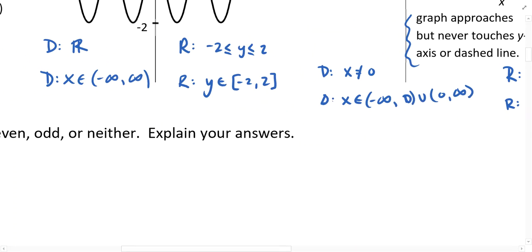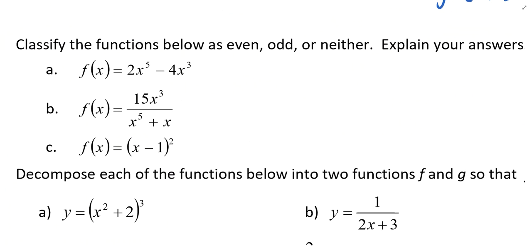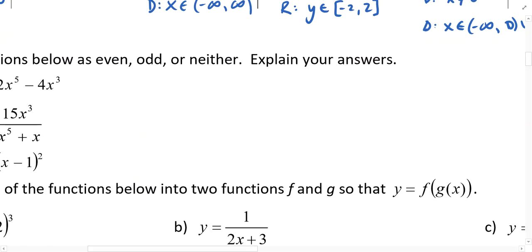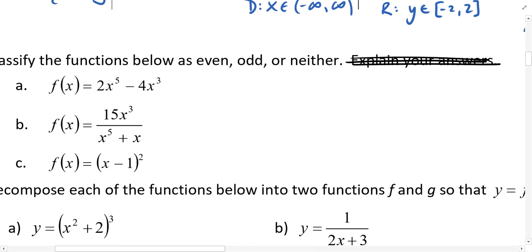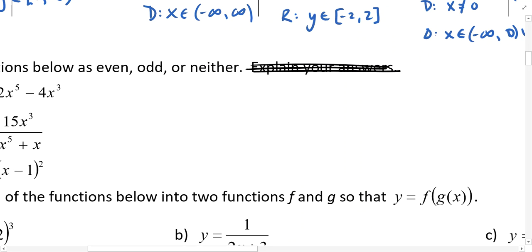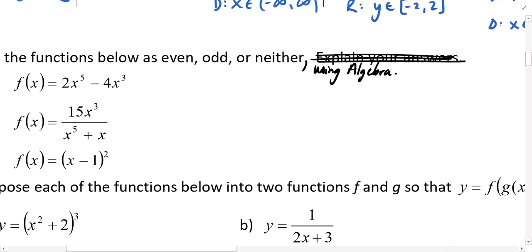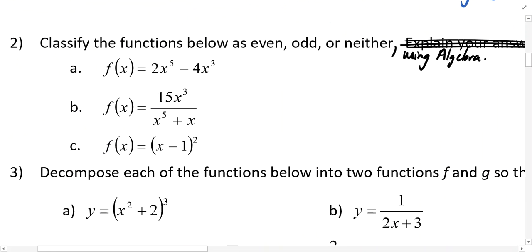So in the next collection of problems, it says to classify the functions as even, odd, or neither, and explain your answers. I don't particularly like the way that instruction reads, so I think I'm going to change that. So we're going to identify or classify the functions as even, odd, or neither, and I'll say something like this, using algebra. And so that'll imply that you're using the algebraic method to establish whether these functions are even, odd, or neither, and no additional explanation would be necessary.